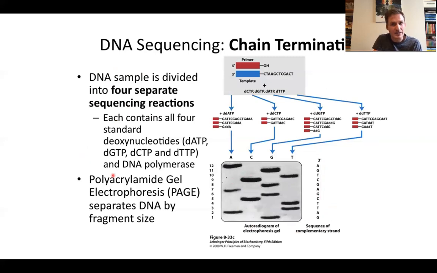This requires us, though, to use what we call polyacrylamide gel electrophoresis, or PAGE. And this separates DNA by fragment size very, very carefully, such that we can distinguish bands or DNA fragments that differ just by one base pair. This sort of polyacrylamide gel electrophoresis is kind of challenging, and this is the original way of DNA sequencing.